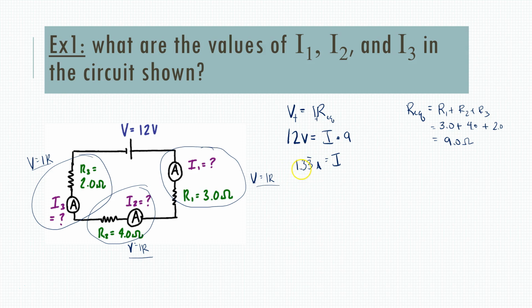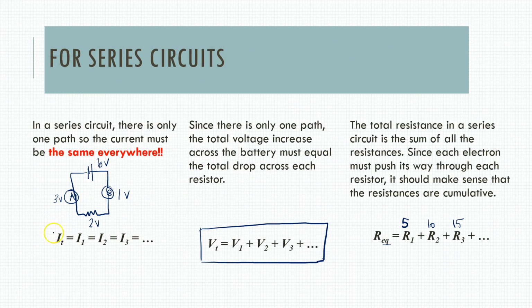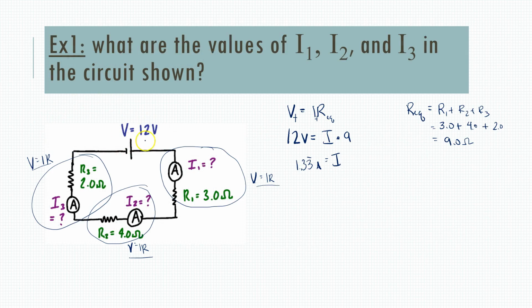I'm just going to keep that in my calculator. It's not asking me for the total current, it just wants the individual pieces. But here's the deal, my friends. What do we know? I know that in a series circuit, the current is the same everywhere. So if it is 1.33 here at the battery, then it's also 1.33 here, 1.33 here, 1.33 there. They are going to be the same at every single individual place along this circuit.